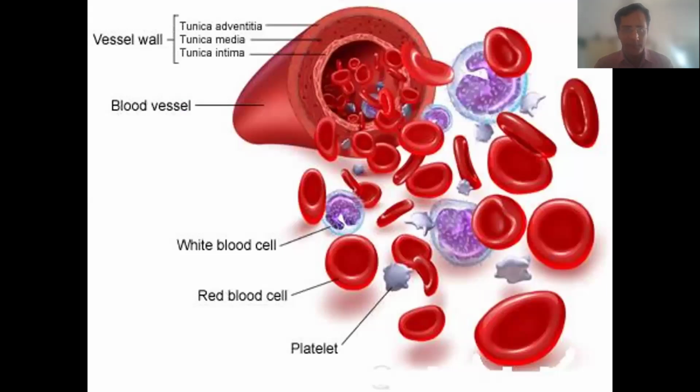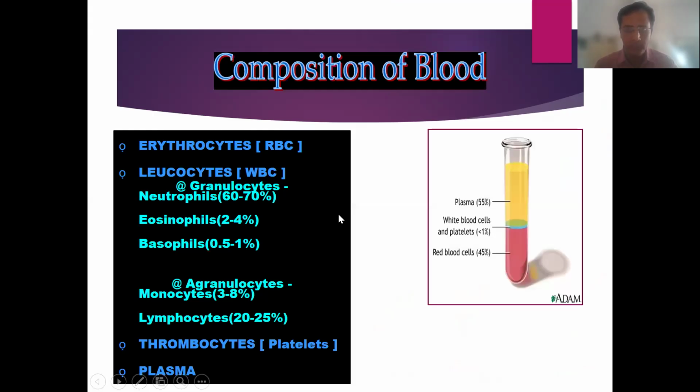Now, this is the structure of the white blood cells, and that is the blood vessels, the red blood cells, or the platelets, which we are showing in this. That is the composition of the blood.